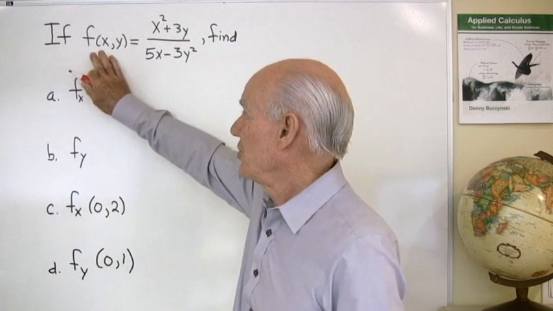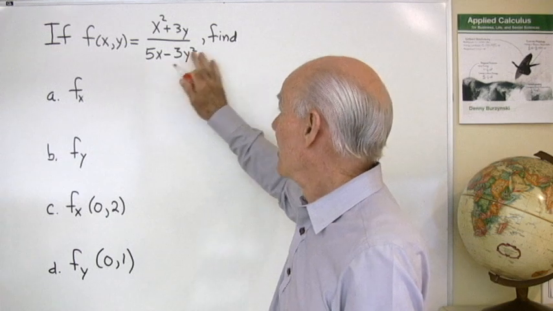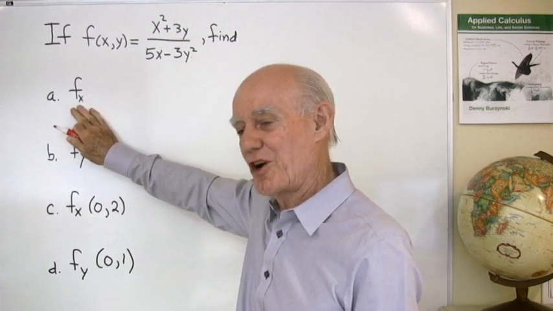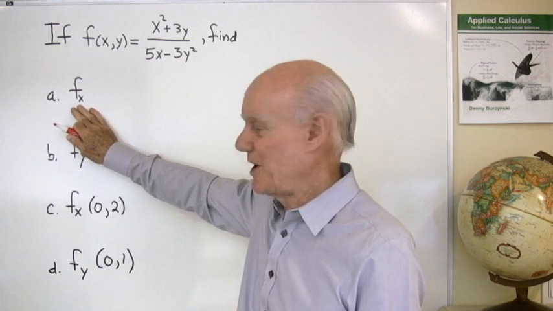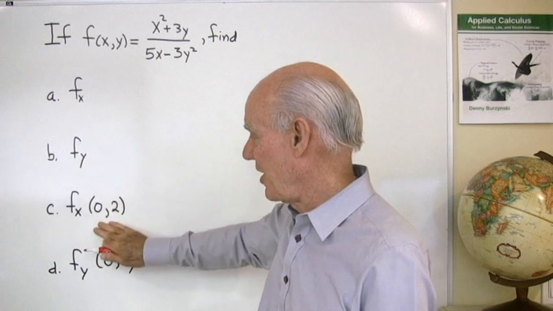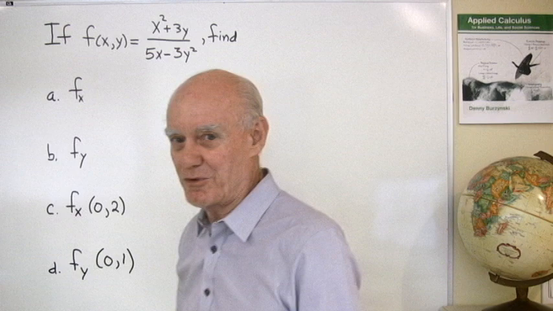Okay, here I have a function f that's a function of two variables, x and y. It looks like this. I want to find f sub x, the partial derivative of f with respect to x, and the partial derivative of f with respect to y, and then evaluate those two things at these points on the graph.